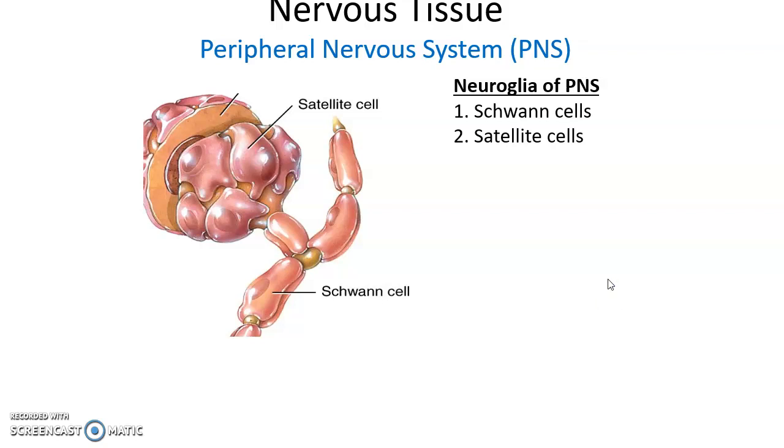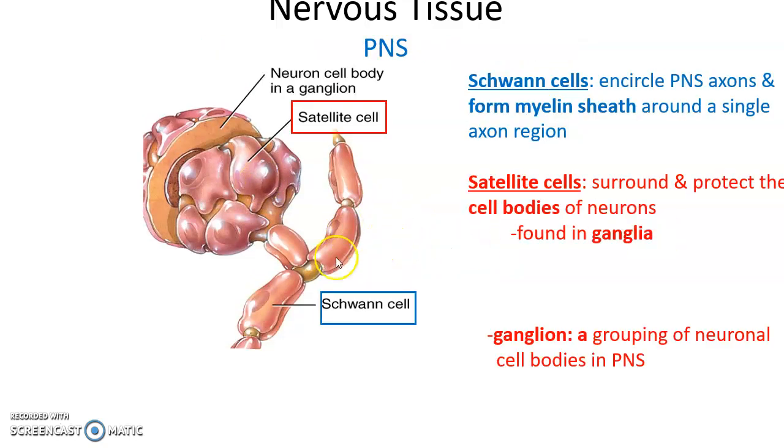There are also 2 neuroglia cells of the peripheral nervous system, the Schwann cells and the satellite cells. The Schwann cells do the same thing as the oligodendrocytes. They form myelin sheaths around sections of axons of neurons. However, the Schwann cells only form a single unit of the myelin sheath. They just do one spot and that is it.